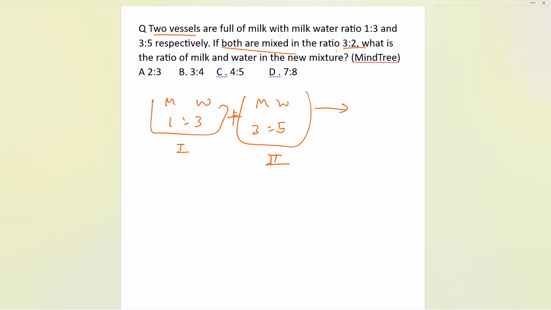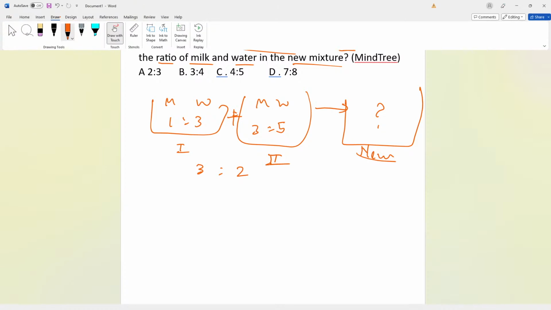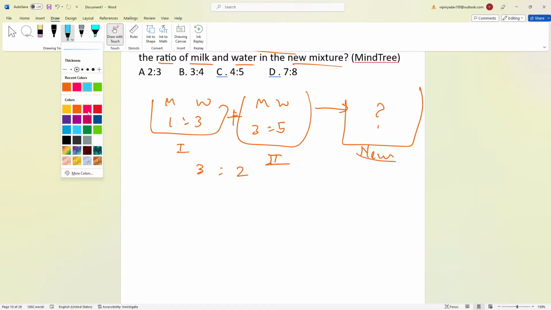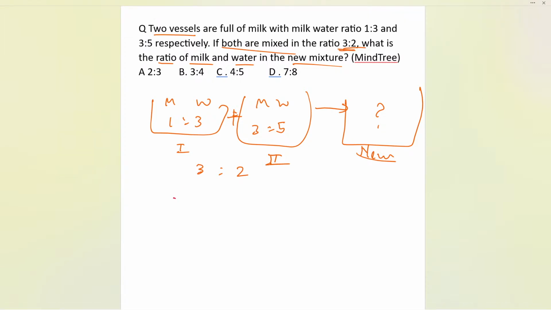We are mixing in the ratio 3:2, and we need the ratio of milk and water in the new mixture. Now, we don't know how much, so we'll be finding it. If we are going to mix in this ratio, let us see.